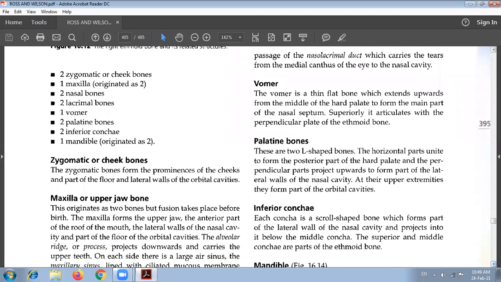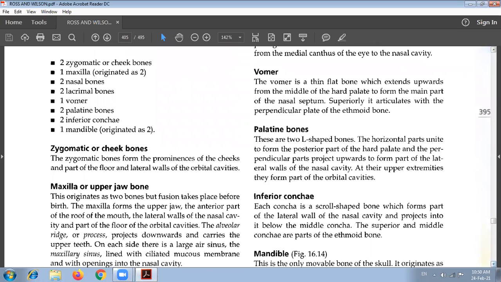Next are the palatine bones. These are two L-shaped bones. The horizontal part unites to form the posterior part of the hard palate, and the perpendicular part projects upward to form part of the lateral wall of the nasal cavity.